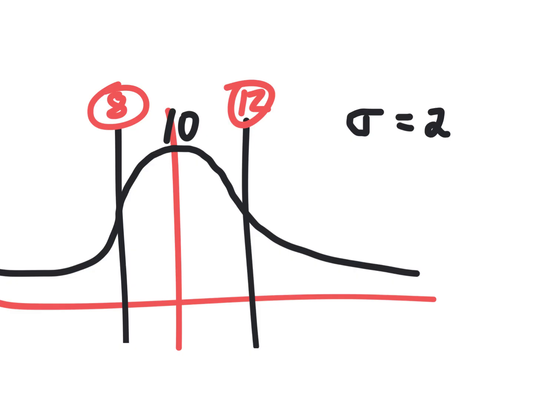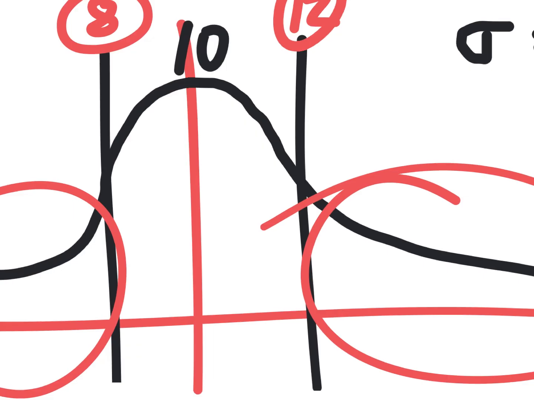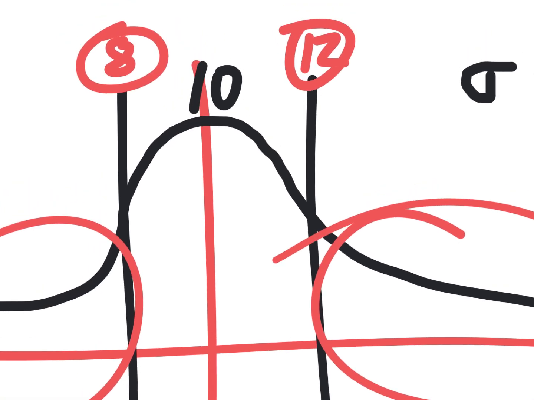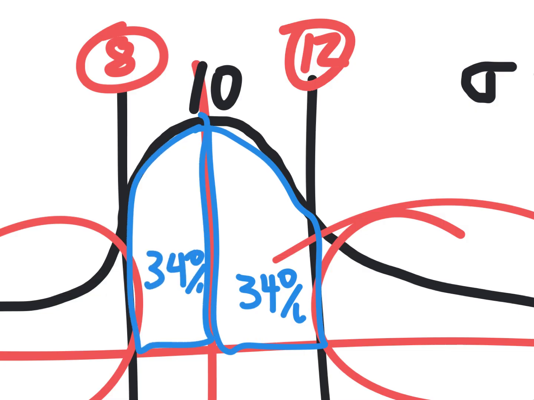So that means most of you would be between 8 and 12. Your shoe size for most of you is between 8 and 12. Some of you are out here, some of you are out there, but most of you are in the middle. Do you remember what percent of people are between 8 and 12? 68. Very good. This would round to 34% for this part right here, and this other part is another 34%, making a total of 68.